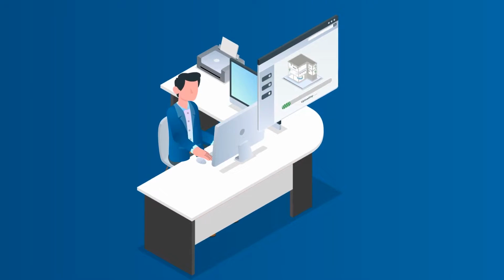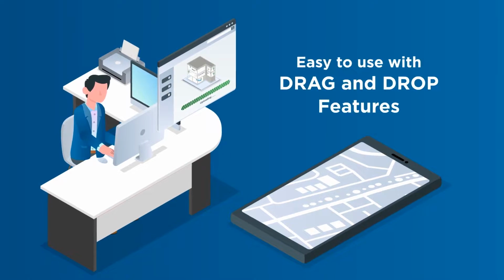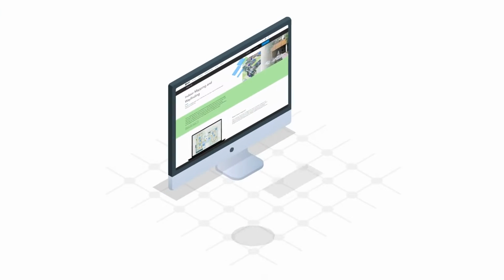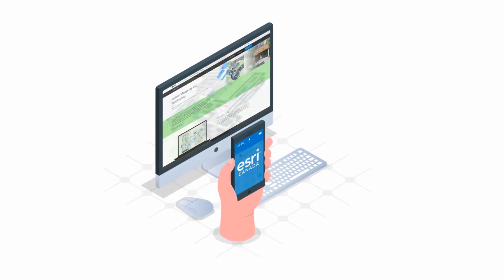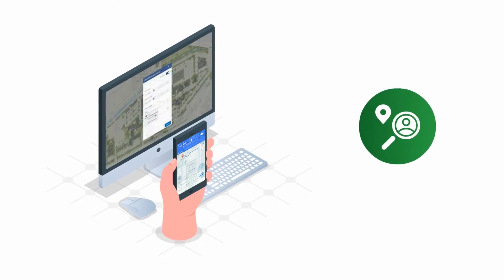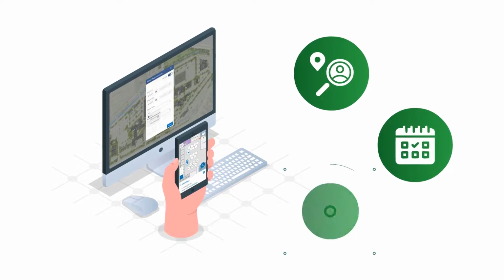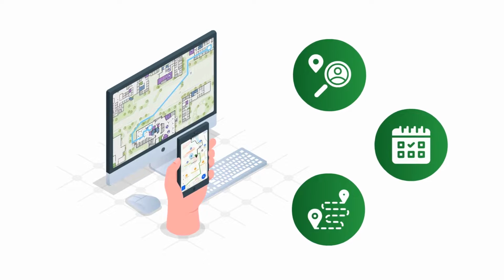Simply load your building data into the indoor GIS to create indoor maps that are simple to use with drag-and-drop features. With the out-of-the-box web and mobile apps, your users can easily locate people and assets, book spaces like workstations and meeting rooms, and traverse through your facilities with turn-by-turn navigation.